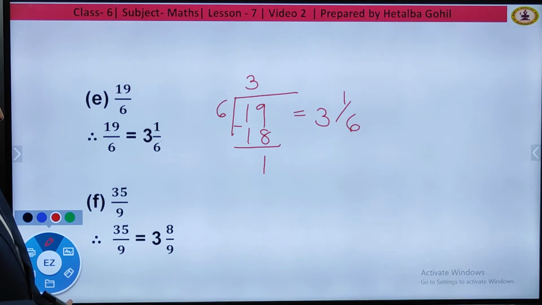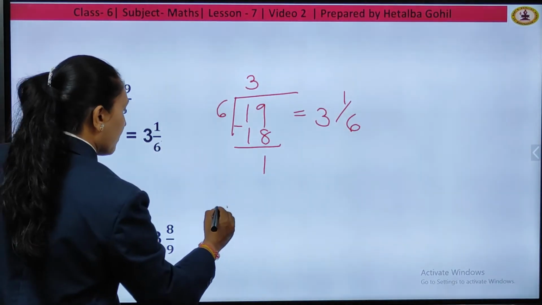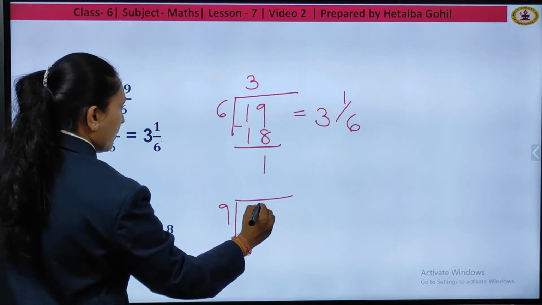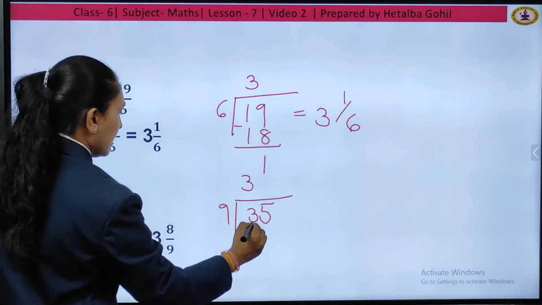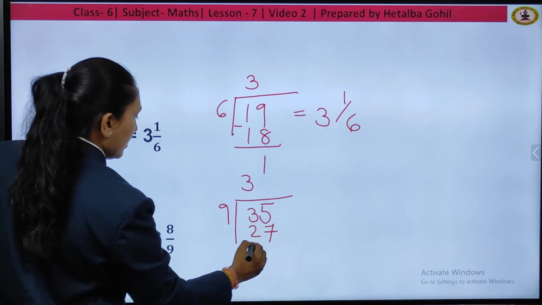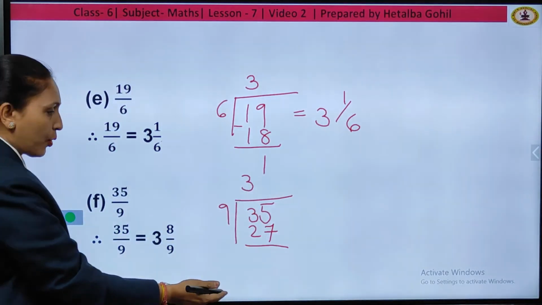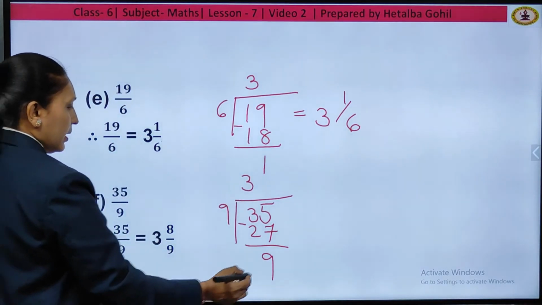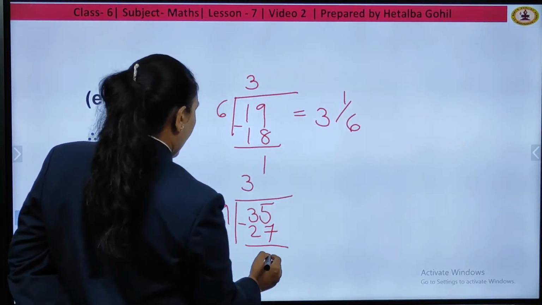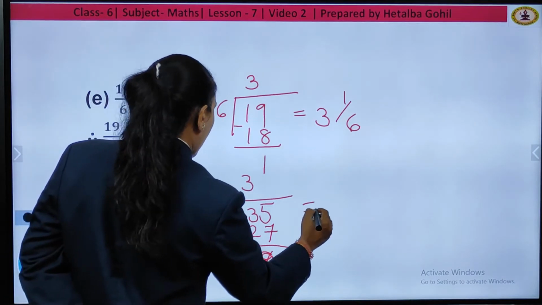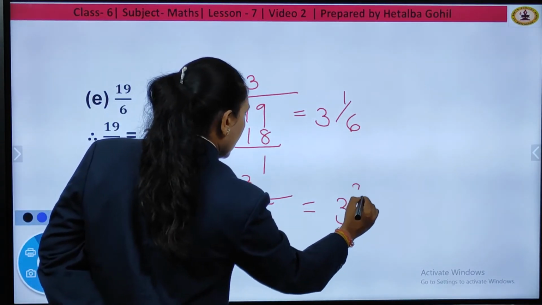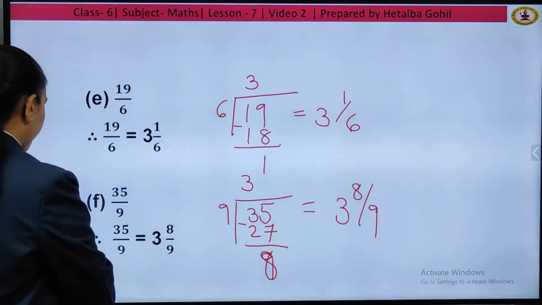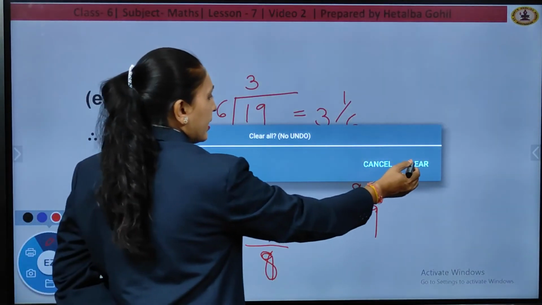Similarly, 35 by 9. When you divide 35 by 9, 9 3s are 27. Okay, 9 4s are 36, I cannot use that here. So when you subtract, what will be the remainder? 8 you will get as a remainder. The answer you will get is 3 integer 8 by 9 as our fraction here. So divide, then write the fraction.